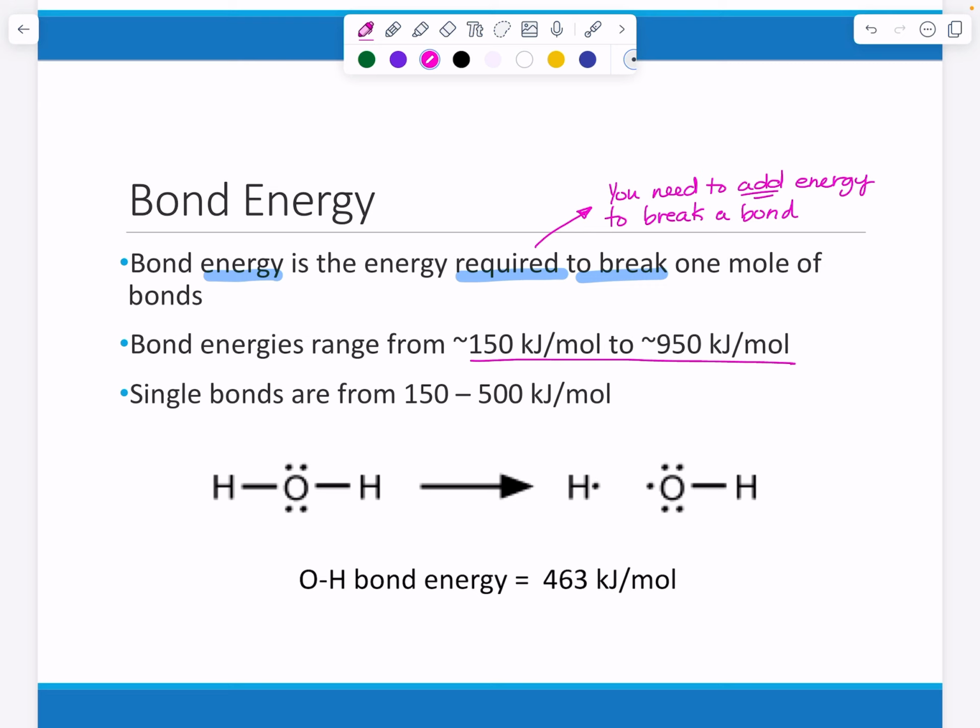Okay, so single bonds are going to be your weakest kind of bond and have the lowest bond energy. So single bonds are going to be the weakest, and they're going to have the lowest bond energies.